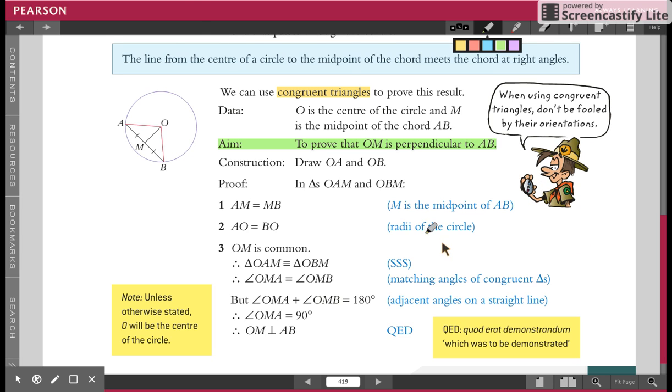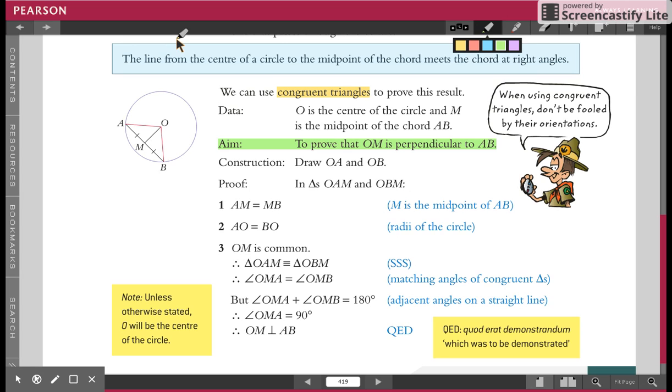Okay, boys, the next proof we're about to go through is that a line from the center of a circle, again, the center is called the point O, to the midpoint, meaning the halfway point of a chord, meets the chord at right angles. So basically, you need to prove that angle AMO and angle OMB are right angles, if you're looking at that diagram on the left.